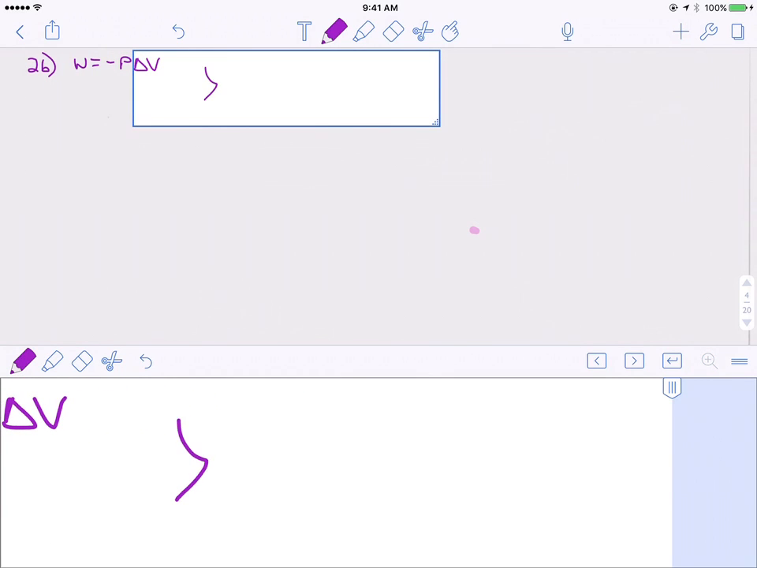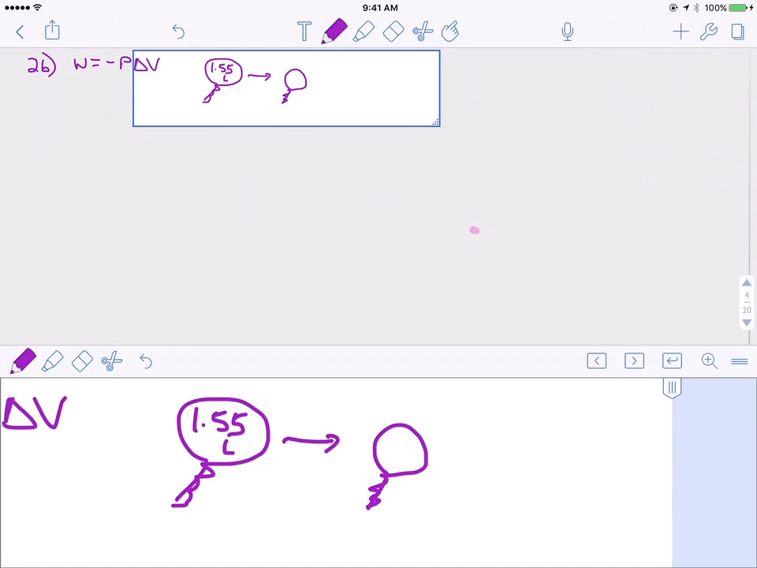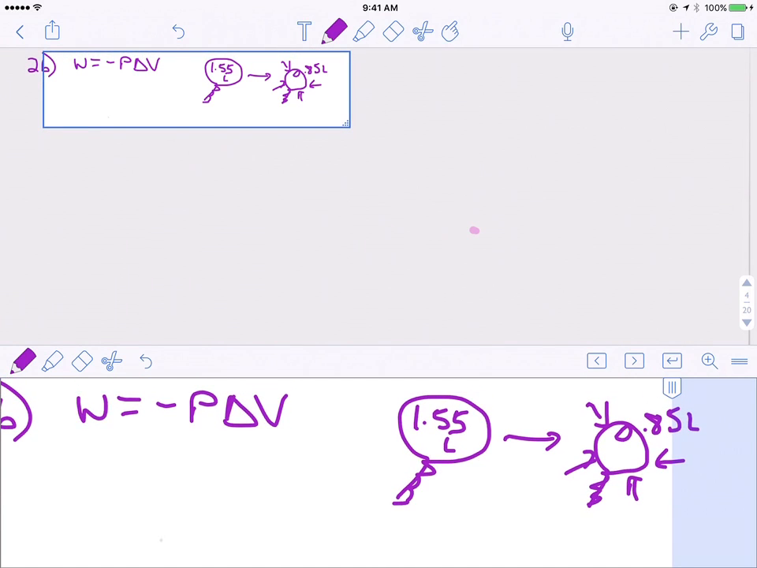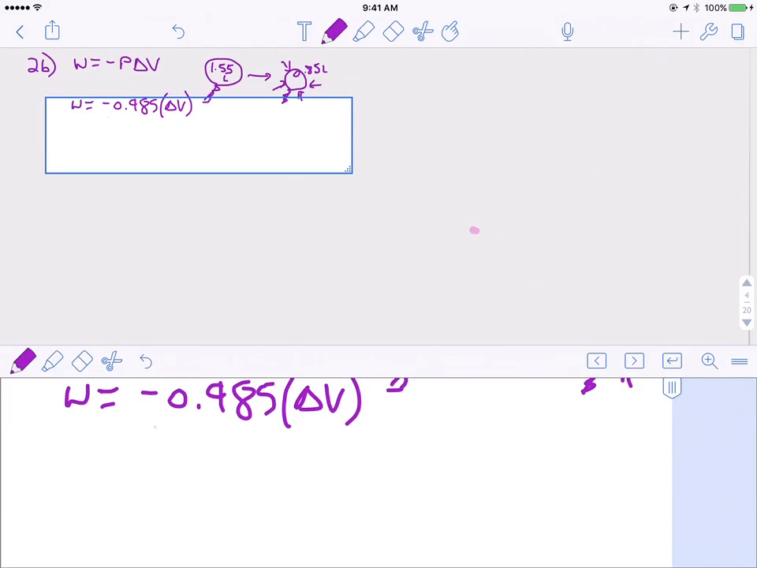So a contracting system, well, I have a balloon at this size, 1.55 liters, and it's going to contract for some reason to 0.85 liters. And this poor balloon got crushed, right? All this energy from the surroundings was greater than what it can withstand, and shrinks the balloon. So let's just plug and chug. The work is equal to negative 0.985 times delta V. Now what's delta V?